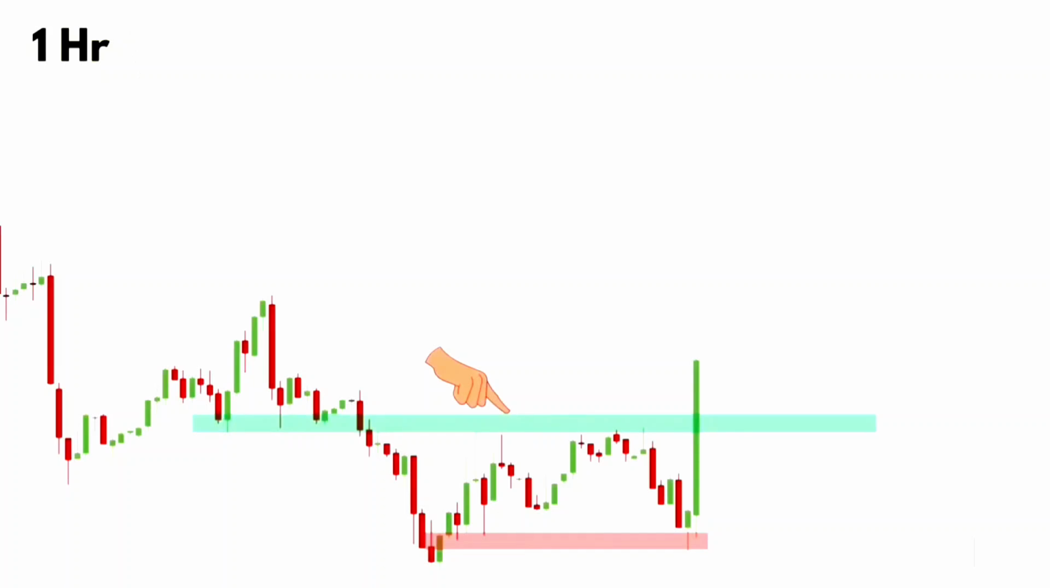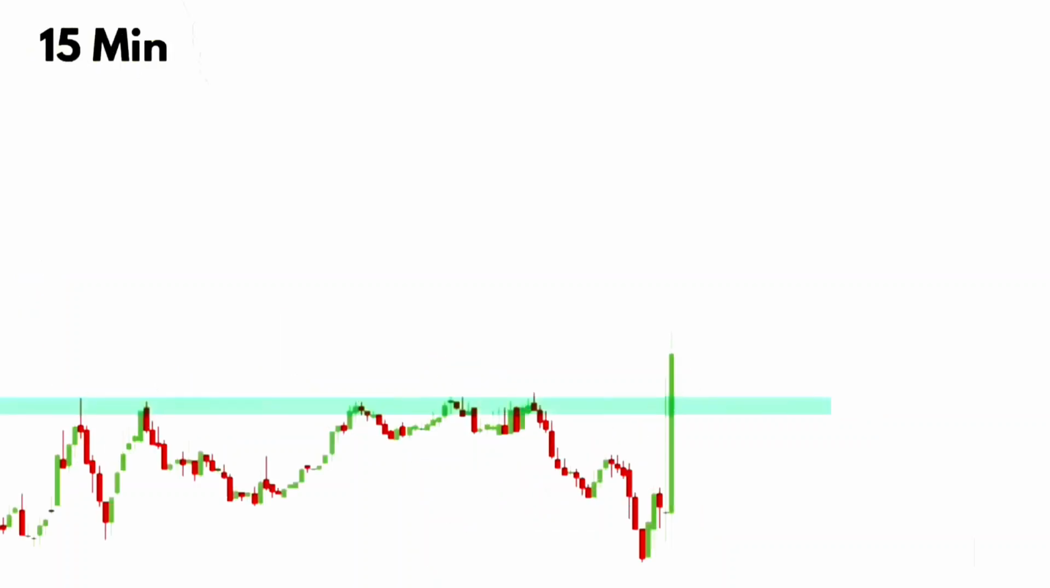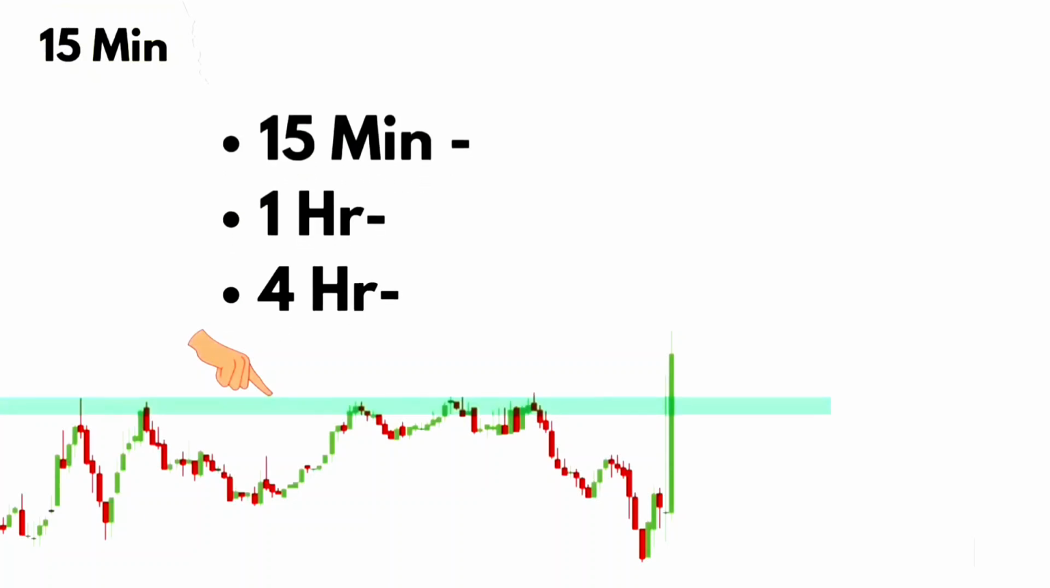The price has broken the trend line, but we do not want to take a trade entry on the 1-hour time frame. That's why we are switching our charts to the 15-minute time frame. Now we can say that the momentum has shifted from a downtrend to an uptrend, and at this moment, the momentum is up in the 15-minute time frame.